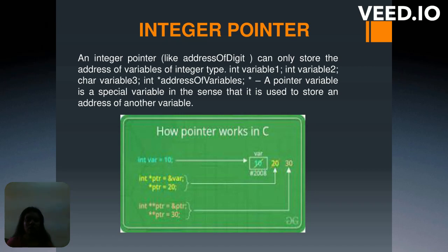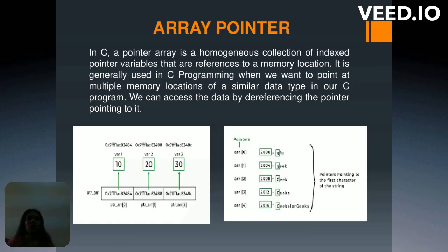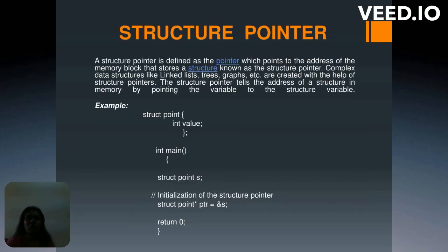A pointer variable is a special variable used to store the address of another variable. An array pointer is basically a homogeneous collection of indexed pointers, which can be used to reference memory locations. Generally we use this in C programming when we want to point at multiple memory locations of a similar data type. We can access the data by dereferencing the pointer to what it is pointing to.